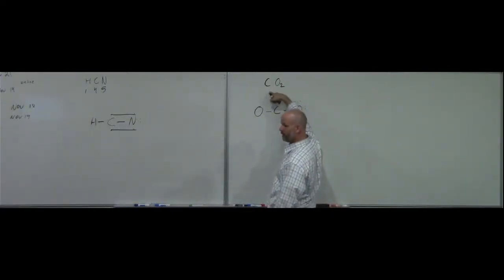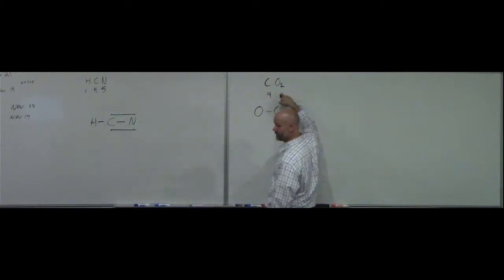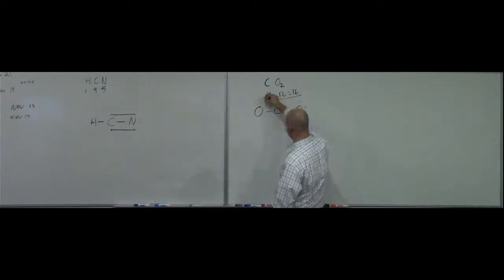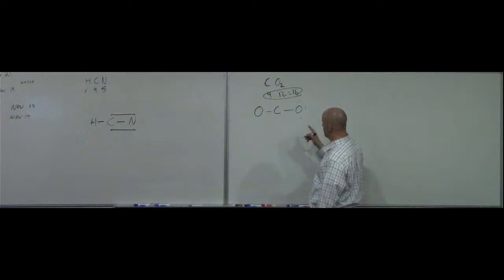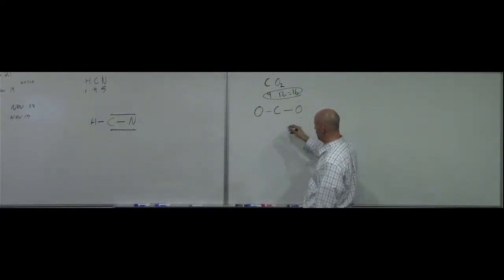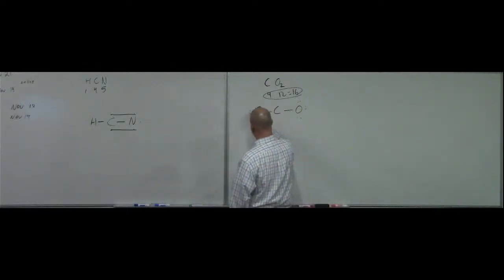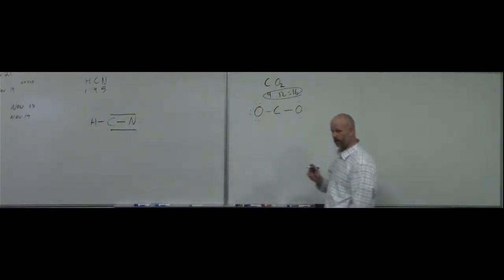Carbon has how many? 4. Oxygen has 6, but I have 2 of them, so it's 12. So I need 16 electrons, right? Okay. So I've got 2, 4, 6, 8, 10, 12, 14, 16. Okay.